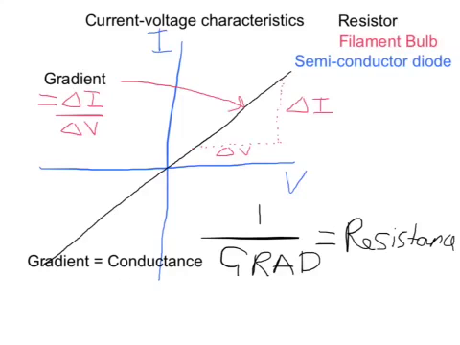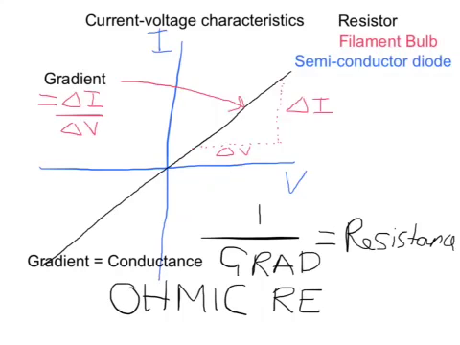The final thing is that it is an ohmic resistor because it follows Ohm's law. So that means as the voltage increases, the current also increases. If you say double the voltage, then the current will also double. So it's a linear relationship.